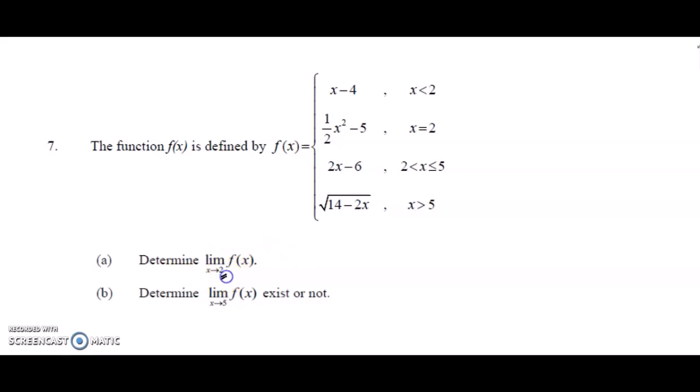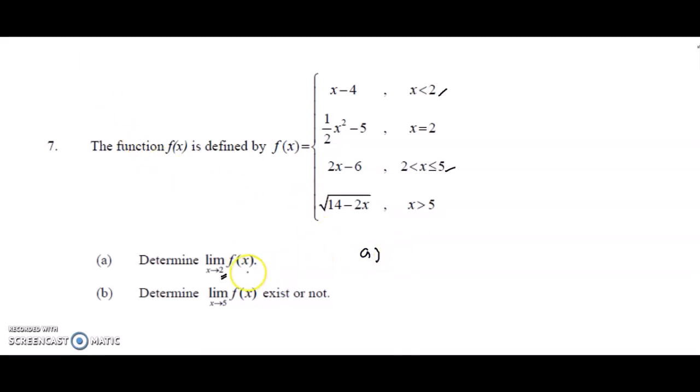Take note that when you are asked to get the limit when x approaches a value located at the boundary of the interval, which here are 2 and 5, we need to find its right-hand limit and left-hand limit to see whether they are the same or different. If they are defined and have the same value, then we say that this limit exists and equals the value that we get. If they are not equal, this limit does not exist. Alright, so this is the concept that we are going to apply.